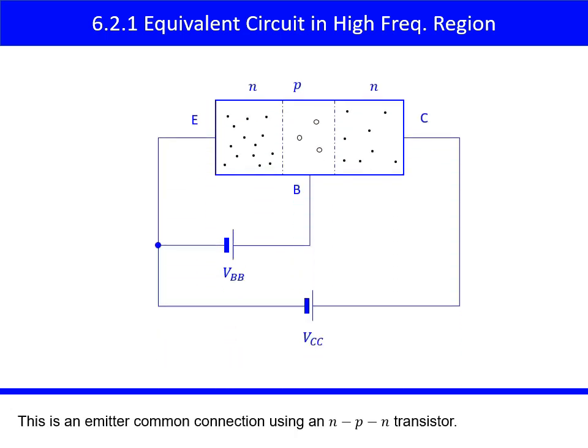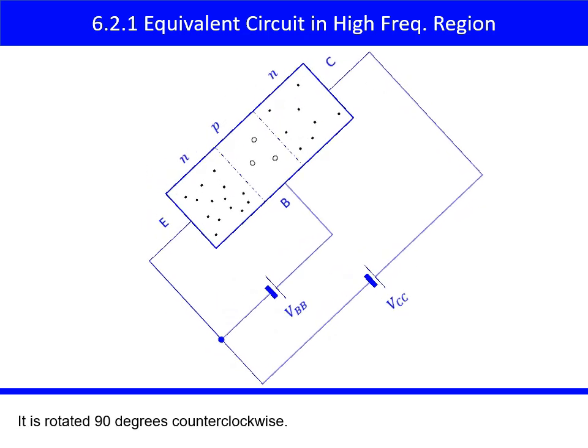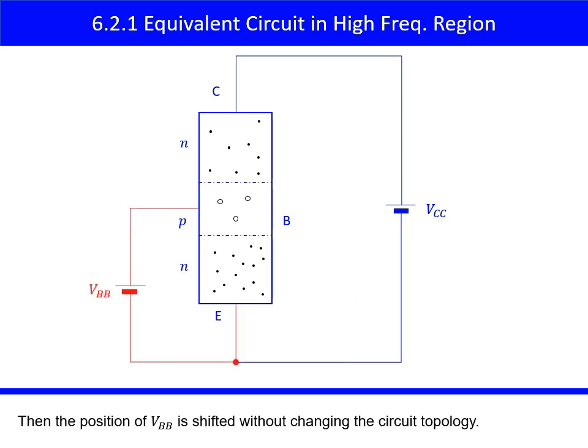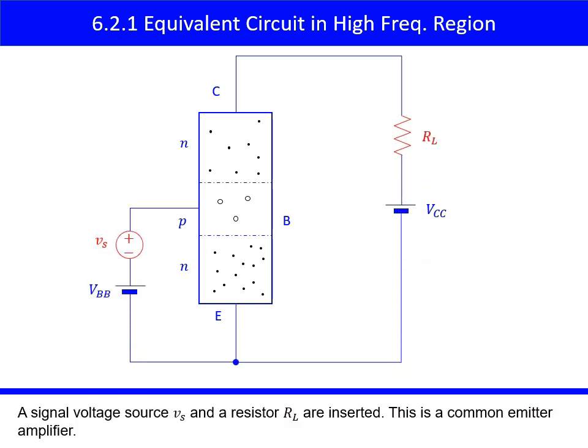This is an emitter common connection using an NPN transistor. It is rotated 90 degrees counterclockwise. Then the position of VBB is shifted without changing the circuit topology. A signal voltage source Vs and a resistor RL are inserted. This is a common emitter amplifier.